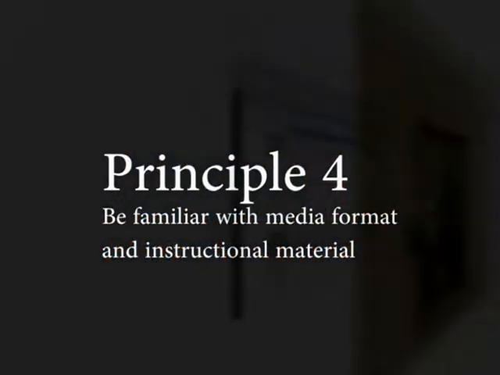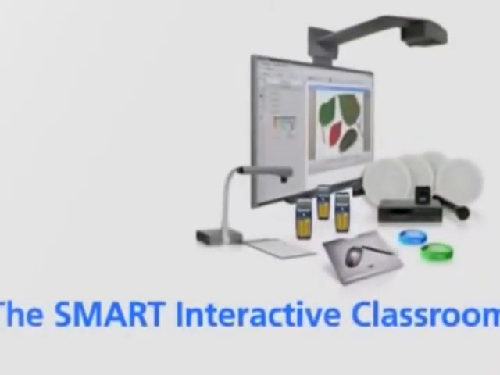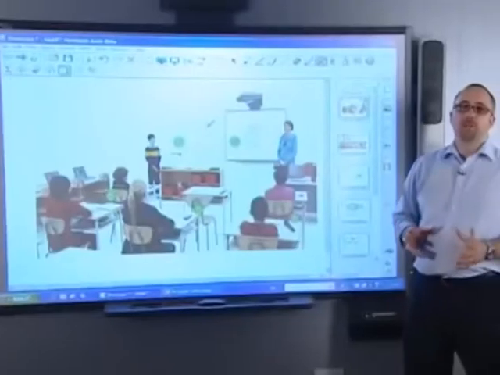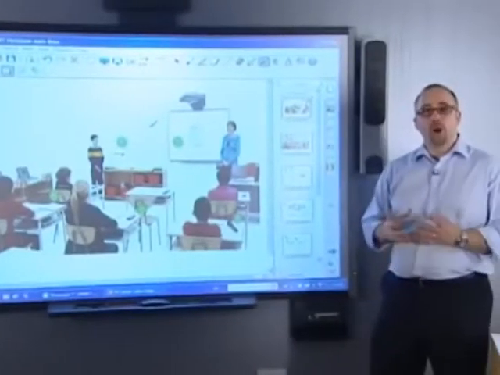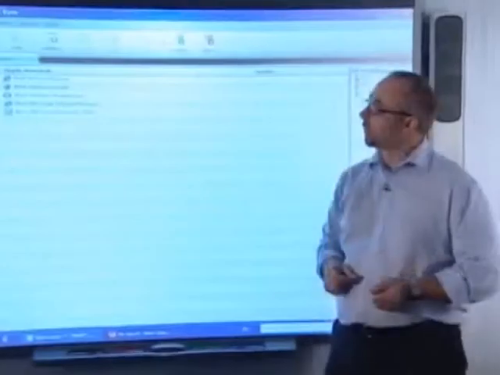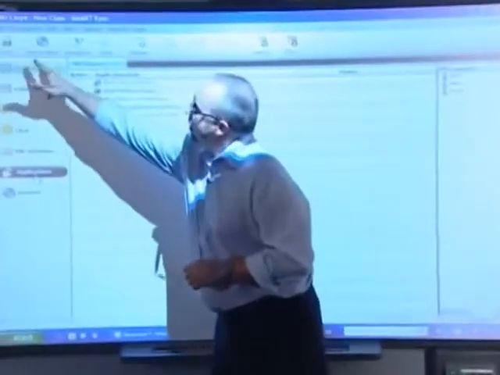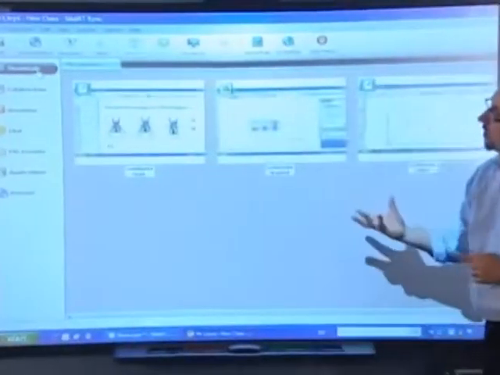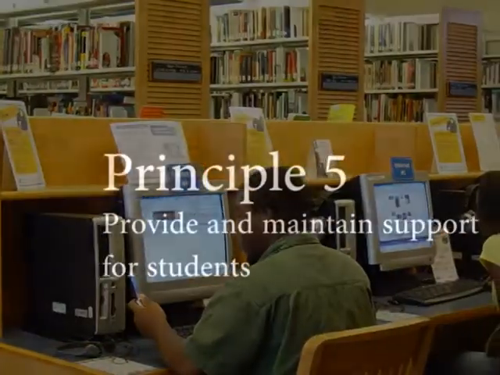Principle 4. Be familiar with the media format and the instructional materials. As a facilitator, it is important that there is familiarity of the media type and instructional materials so that the use can be fully demonstrated and give assistance where needed. It is therefore necessary that the facilitating instructor be aware of technological advances and, where possible, be able to offer assistance when needed.